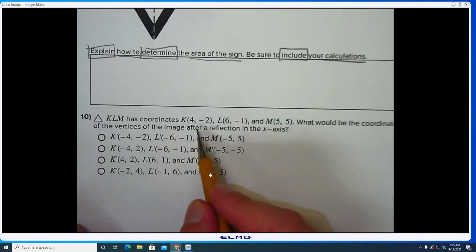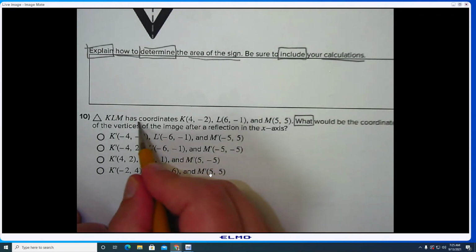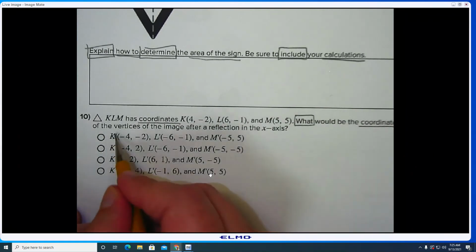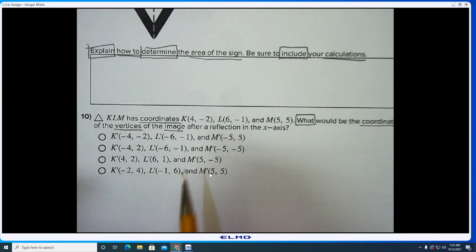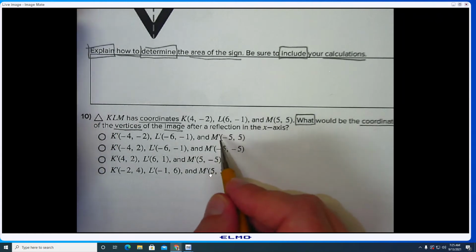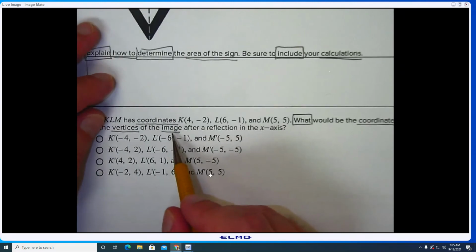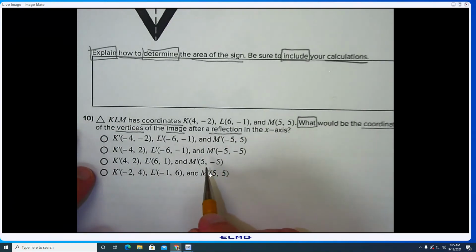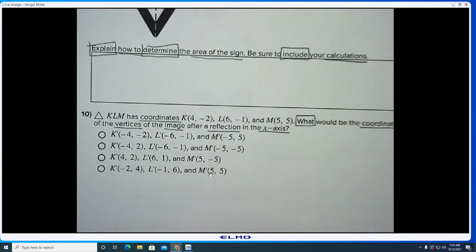KLM has coordinates, and they're asking for what? Those are the coordinates of this triangle. What would be the coordinates of the vertices, or the corners, of the image? That's the triangle after it's been transformed. The transformation they're using is a reflection over the x-axis. So it's a reflection over the x-axis. All right.